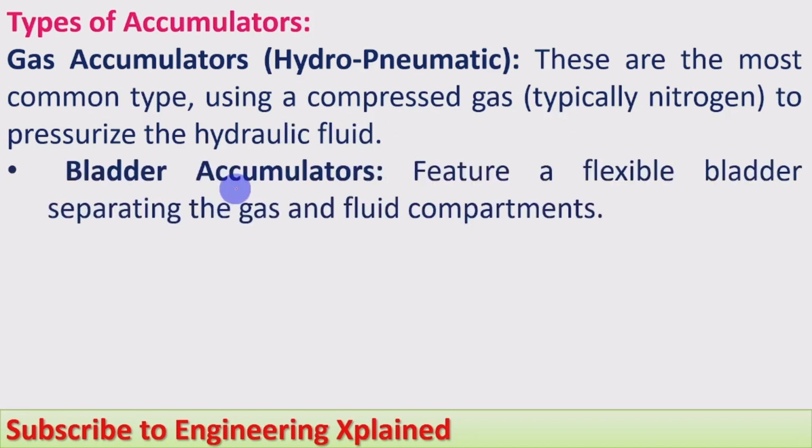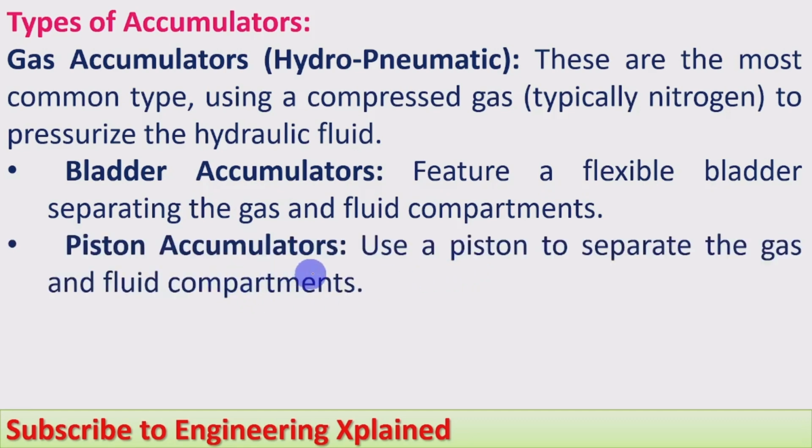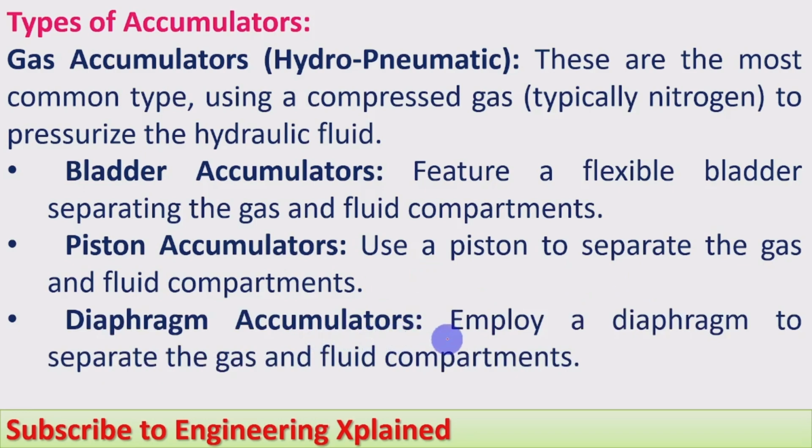The gas accumulators are classified into three types. First one, bladder accumulators, feature a flexible bladder separating the gas and fluid compartments. Piston accumulators use a piston to separate the gas and fluid compartments. Diaphragm accumulators employ a diaphragm to separate the gas and fluid compartments.